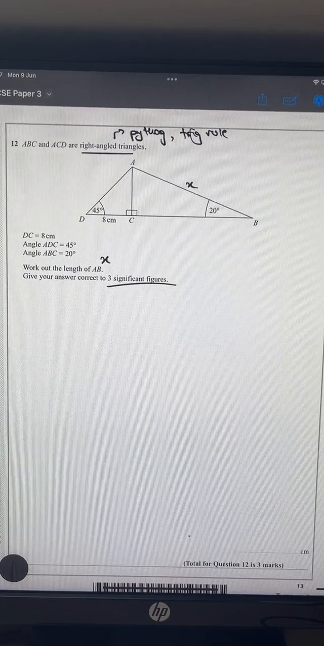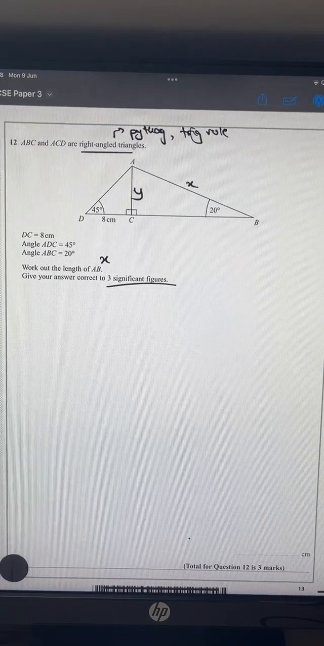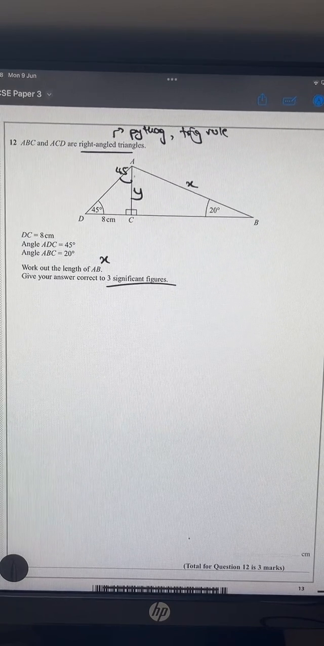All right, so I'm going to look first and see, I want X, right? So I could use this triangle to figure out what X is, but I just have an angle. I need another side length, right? So let me find what this side length is. Let's call this Y. So let's figure out what this is. This is 8, right? This is 90, this is 45. That means this is also going to be 45 degrees.